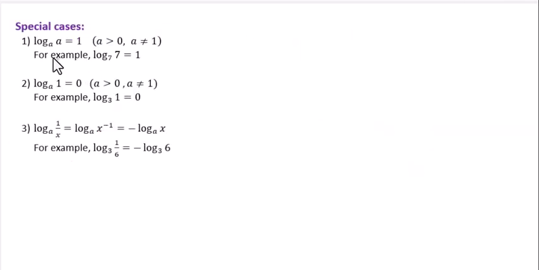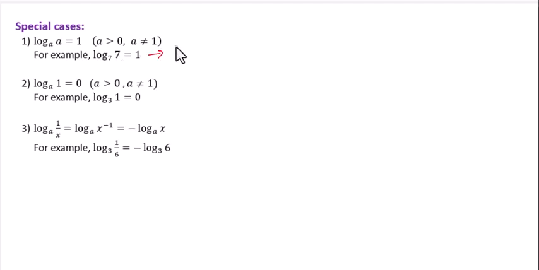And here we have 3 special cases I need to be aware of. The first one, log to base A of A equals 1. Okay, and we have a restriction: A must be a positive value and doesn't equal 1. It means log to base 7 of 7 simply equals 1.